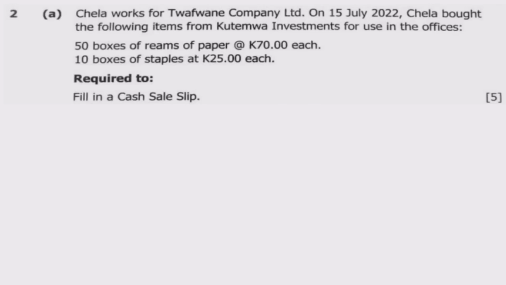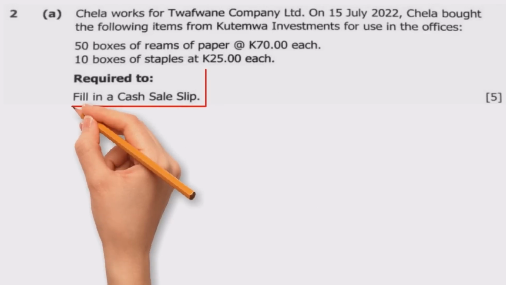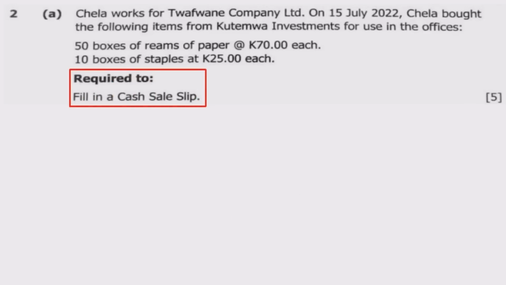On 15th July 2022, Chela bought the following items from Kutemwa Investment for use in the offices. 50 boxes of reams of paper at 70 kwacha each, 10 boxes of staples at 25 kwacha each. Now, what are we required to do? We are required to fill in a cash sale slip. So this question wants us to prepare a cash sale slip.